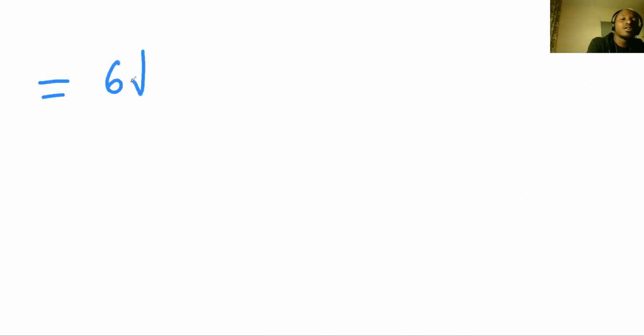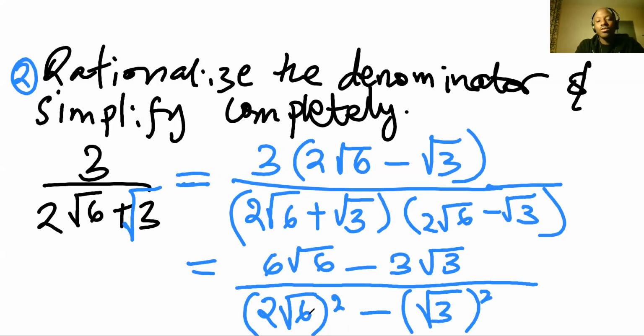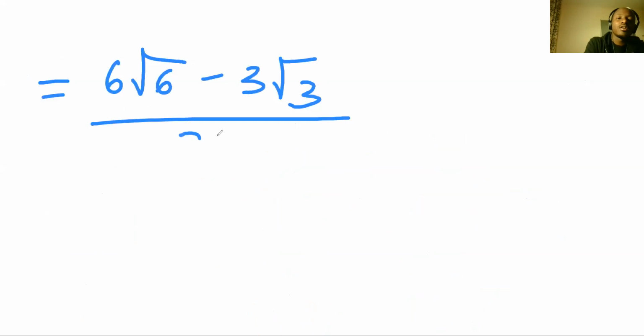So this is 6 root 6 minus 3 root 3 over, what was the denominator? 2 root 6 squared, that is just 2 squared is 4. Root 6 squared is root 6 times root 6 is root 36. Square root of 36 is 6, so 24, minus root 3 squared, that is root 3 times root 3, that is square root of 9, which is 3. So 24 minus 3 is 21. So here the denominator is over 21.